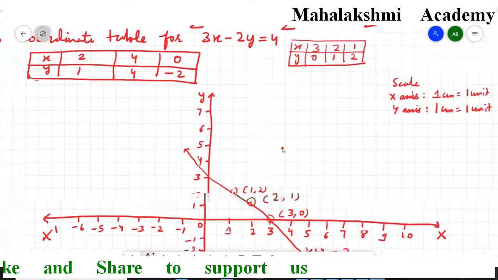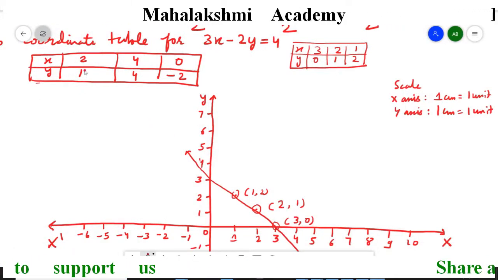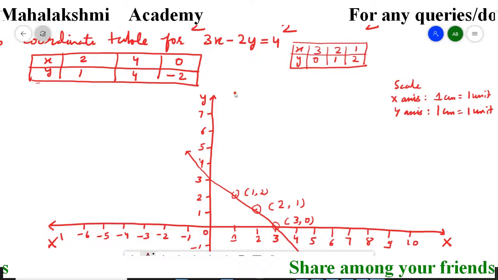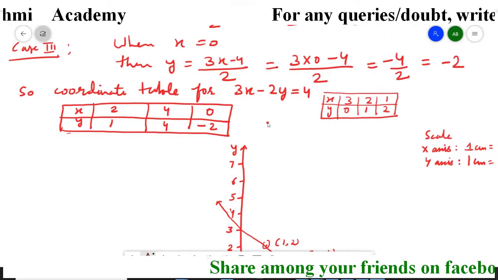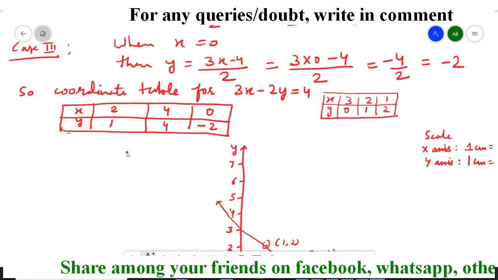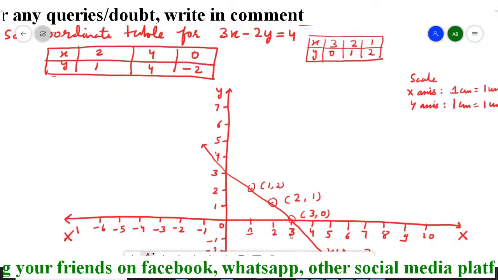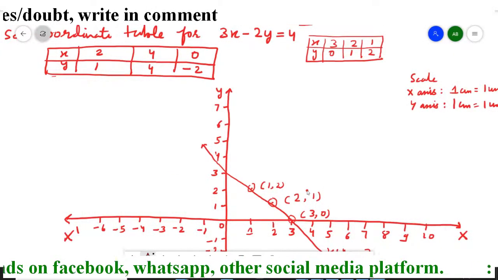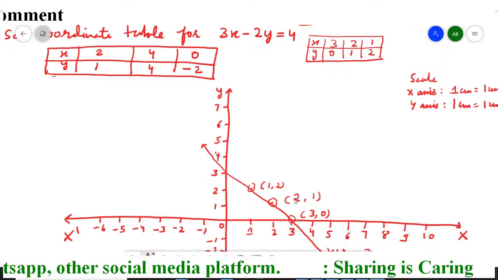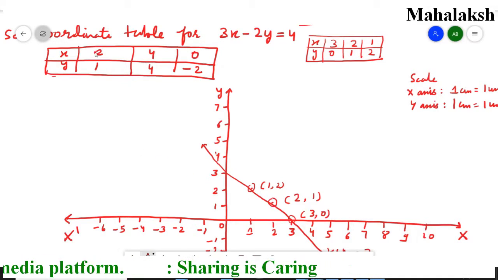Now we are going to locate the coordinates of the second table. The second table is for the second equation, that is 3x minus 2y is equal to 4. For this equation the coordinate table is this. Now we have to locate it. So x is 2 and y is 1. So it is already located. So this point is common between them. We cannot locate it again, but we have to keep in mind that this point is also appearing in this table.